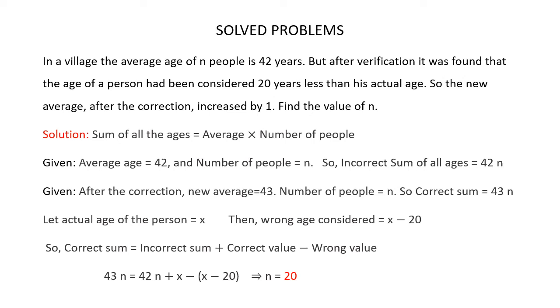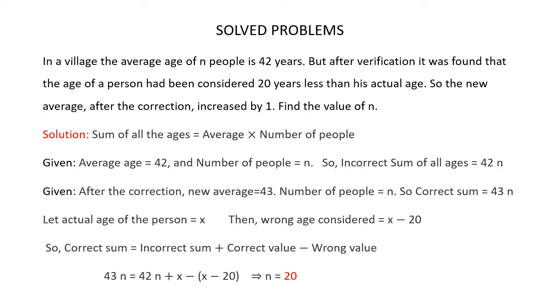Now it's given that after the correction, the new average increased by 1. Now the earlier average was 42. So the new average is 42 plus 1, which is 43. The new average is 43. Number of people is n. So the correct sum is equal to average multiplied by number of people, which is 43 multiplied by n, which is 43n. So the correct sum is 43n.